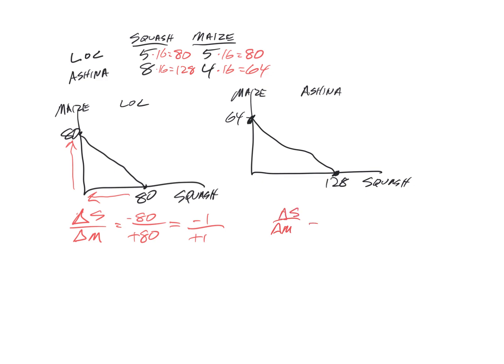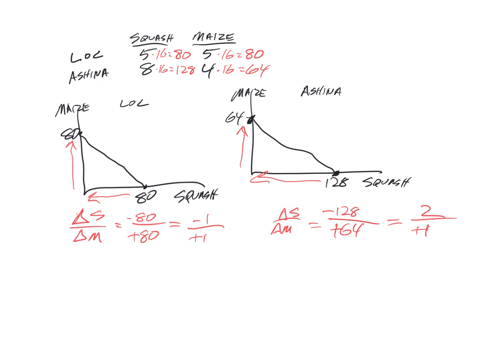For Ashina, well, 64 maize is going to have to give up 128 squash. So 64 maize cost 128 squash. Divide through because we want to know what 1 maize costs, and that equals 2. So one maize costs 2 squash.